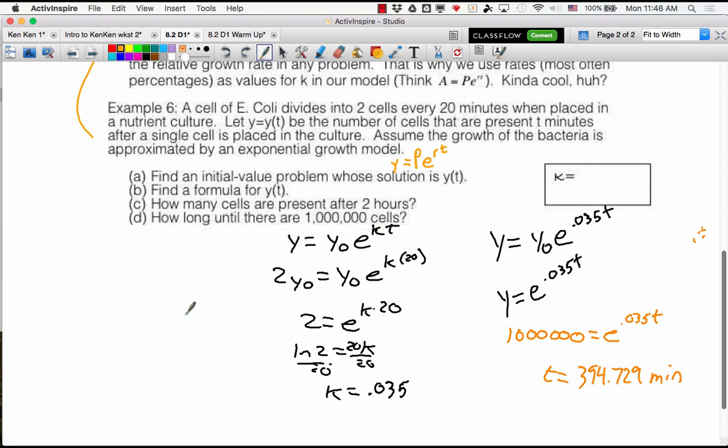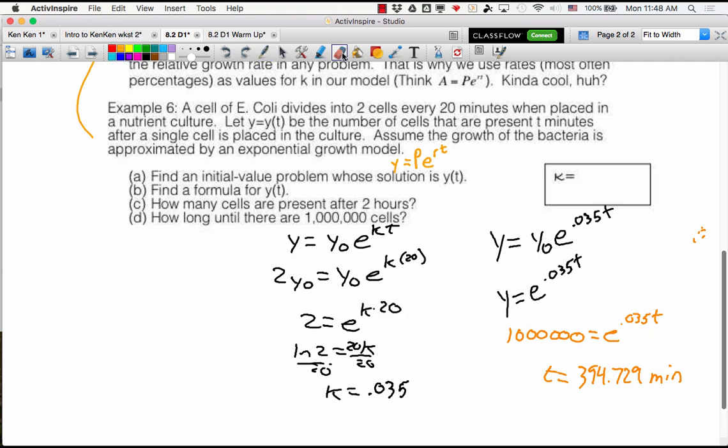Now, if we put 20 minutes in for t, we should get twice as much as the original population. If we put 20 minutes in for t, we should have twice the original population. Correct? And so when I divide it out, we get this.